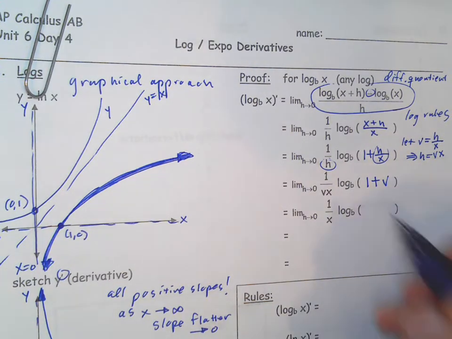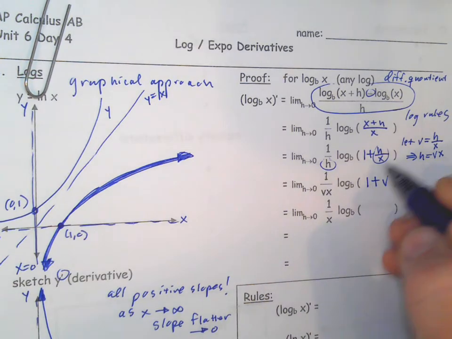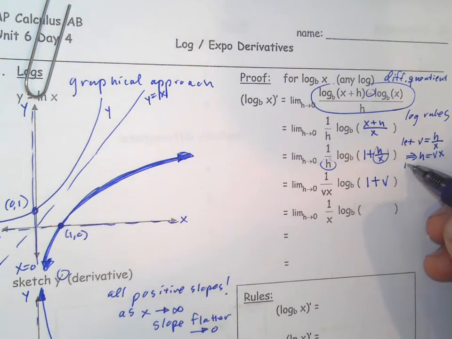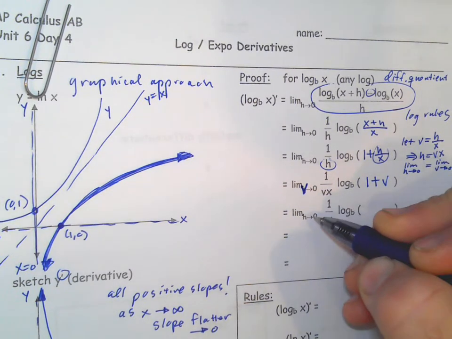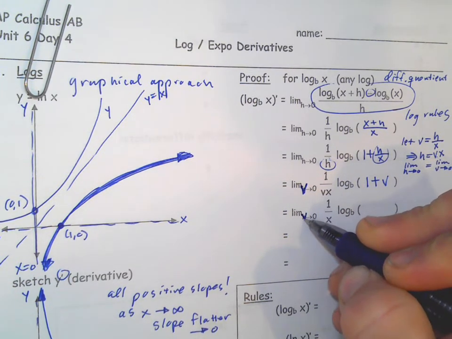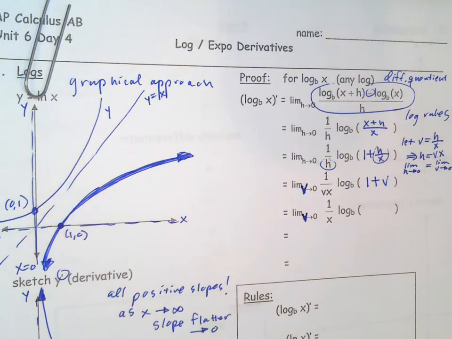Now, we've got to change these limits too, because I got rid of all the h's, right? So the limit as h goes to 0 is going to translate to the limit as v goes to 0, right? Because as v goes to 0, h goes to 0. So we're going to change these to v, because I replaced all the h's with this v, okay?